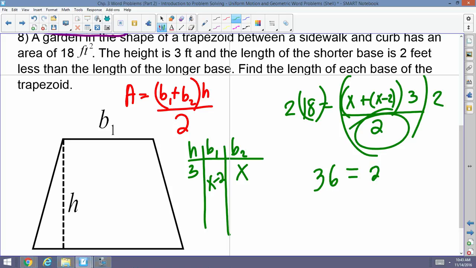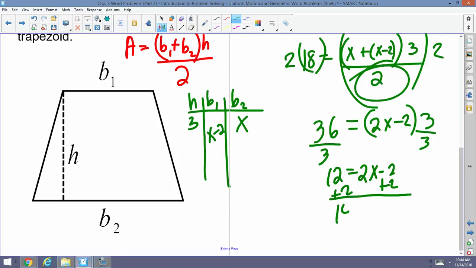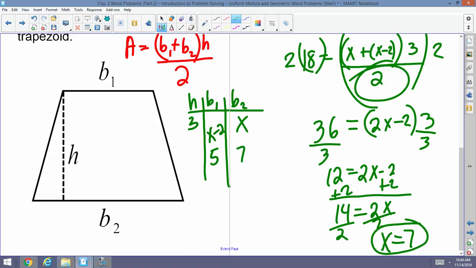equals 2x minus 2 times a 3. How do I get rid of that 3 that's being multiplied to those parentheses? Divide by 3. So that's 12 equals 2x minus 2. Add the 2. 14 equals 2x. And x equals 7. So my answer is base 1 is 5, base 2 is 7 feet.